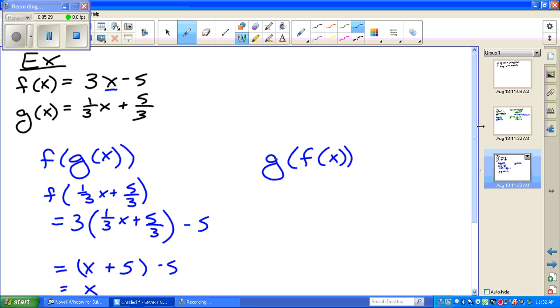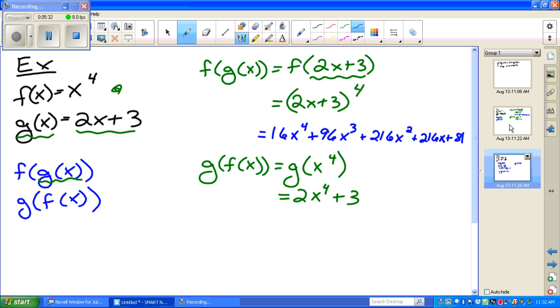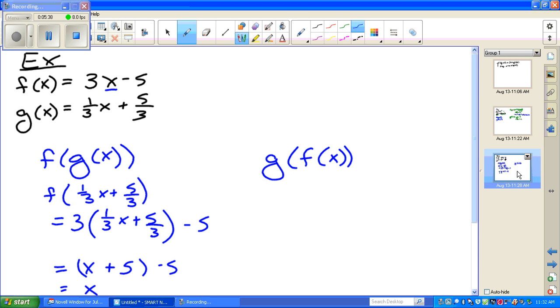If I do g of f of x, if you remember in the last example, f of g of x and g of f of x were both different. So now I'm going to do g of f of x. If I do g of f of x, it's g of my f of x, which is 3x minus 5.